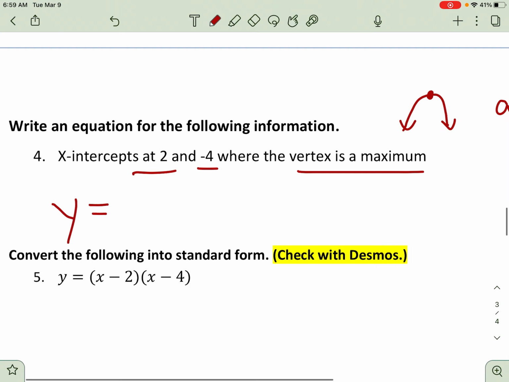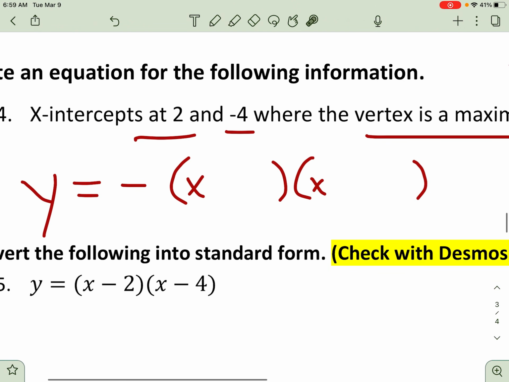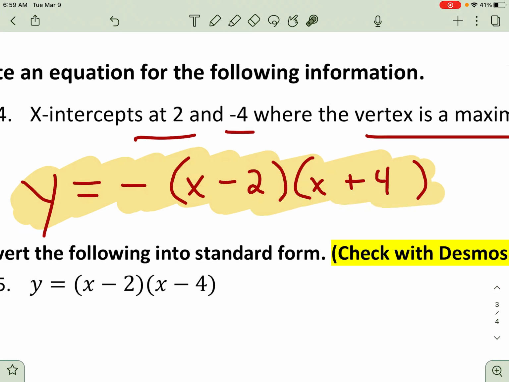Okay, so that means our equation is going to be y equals a negative number. And then we have our intercepts, which are x and x, and it looks like our intercepts are 2 and negative 4. So remember that it's the opposite, so this would be minus 2 plus 4. It's as simple as that. So it's got a maximum. That makes it negative. If it were a minimum, it'd be a positive out front. And then your intercepts are the opposite.